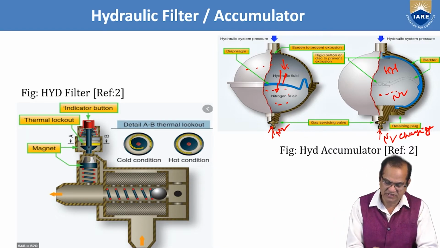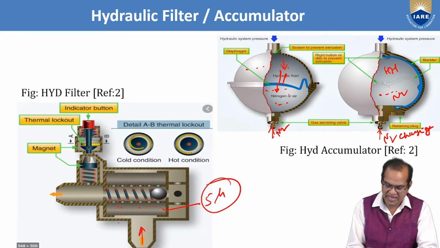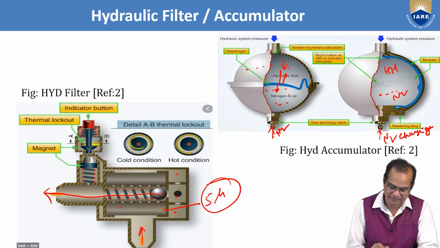Another is the hydraulic filter. In this hydraulic filter, here is the spring and here is the inlet. From here it goes. Here is filtration. Mostly a 5 micron filter is used. Any particle more than this will be trapped here, and good fresh fluid will go here.